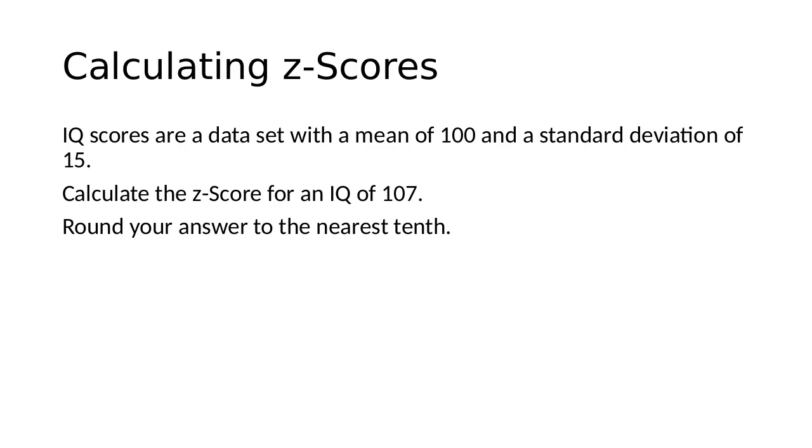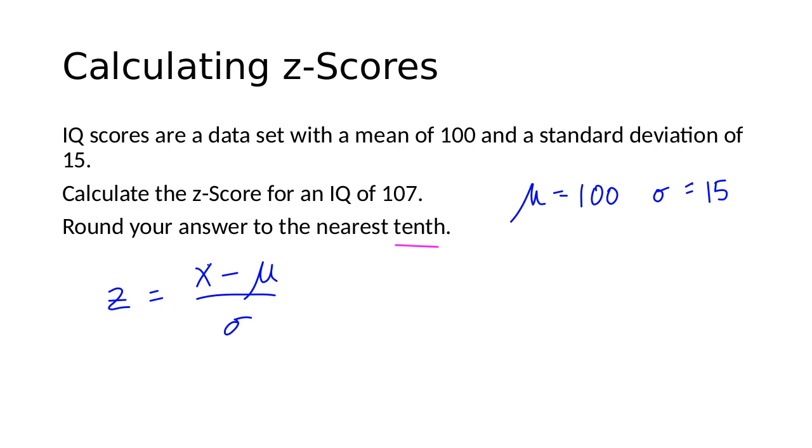IQ scores are a data set with a mean of 100 and a standard deviation of 15. Calculate the z-score for an IQ of 107. Round your answer to the nearest tenth. An important note here is we are going to round z-scores to the nearest tenth. That'll be standard for us. In this situation, we're told that the data set has a mean of 100 and a standard deviation of 15. Remembering back to the way that we calculate a z-score, it's the data point minus the mean divided by the standard deviation. So let's do that here.